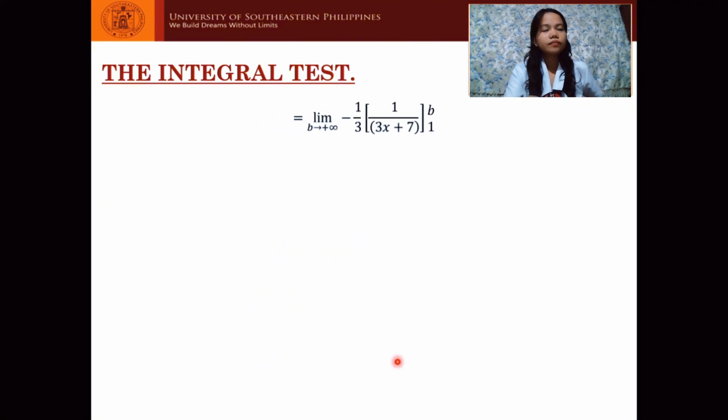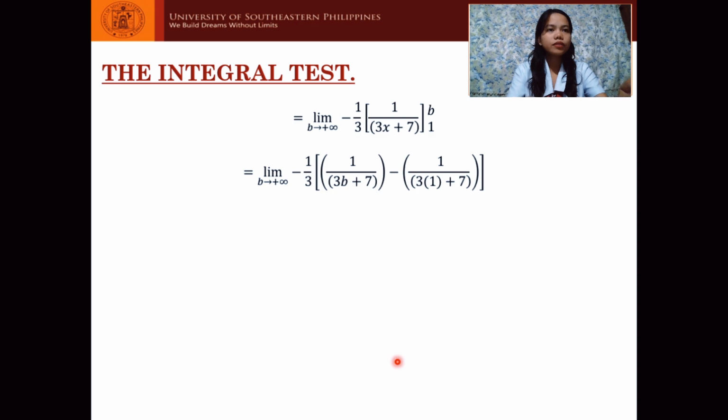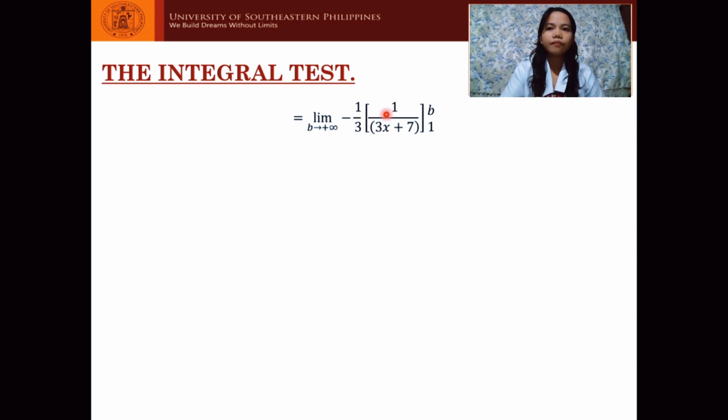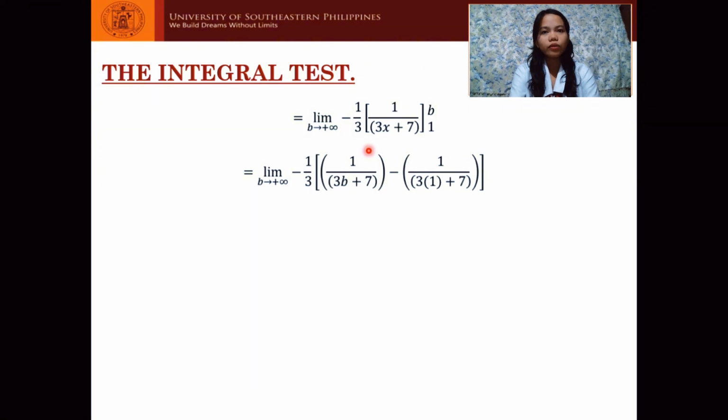So what we have now, this is the last problem. We have the limit as b approaches positive infinity. To evaluate it, we have the negative 1/3 multiplied by the difference of two functions, which is 1 over 3b plus 7 and 1 over 3 times 1 plus 7. So what we have right now is the limit as b approaches positive infinity of negative 1/3 multiplied by the difference of 1 over 3b plus 7 and 1/10.